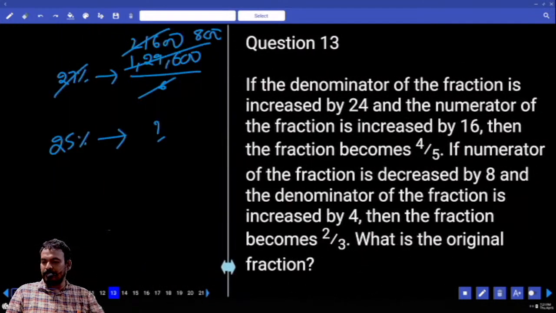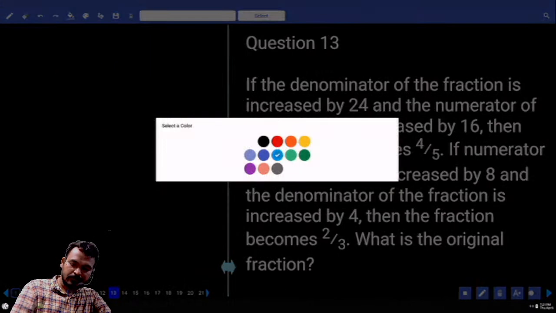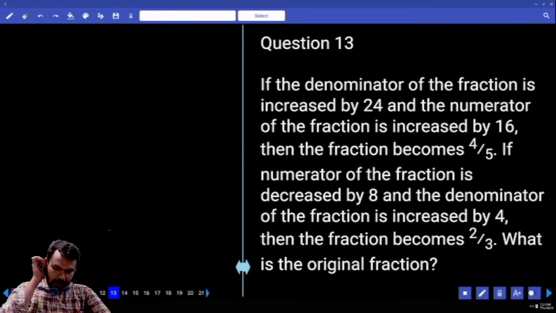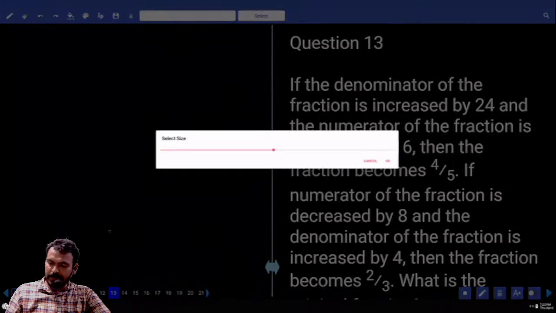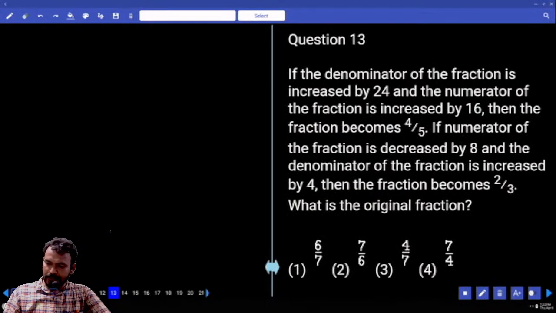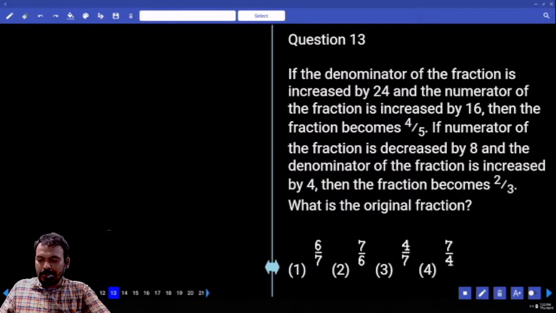If the denominator of a fraction is increased by 24 and the numerator of the fraction is increased by 16, the fraction becomes 4 by 5. If the numerator of the fraction is decreased by 8 and the denominator of the fraction is increased by 4, then the fraction becomes 2 by 3. What is the original fraction?